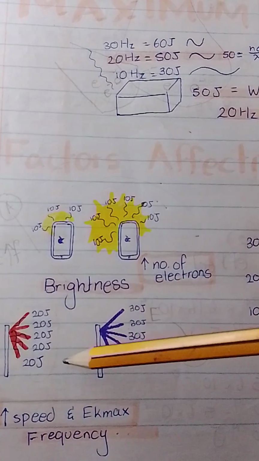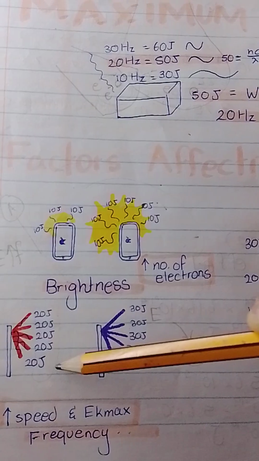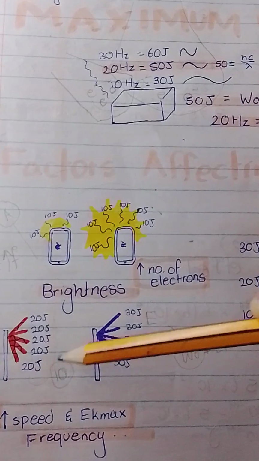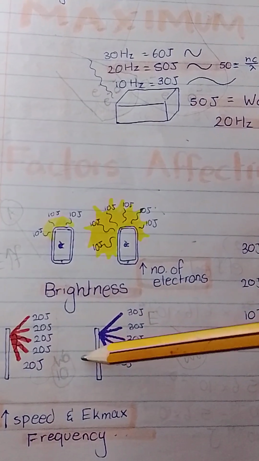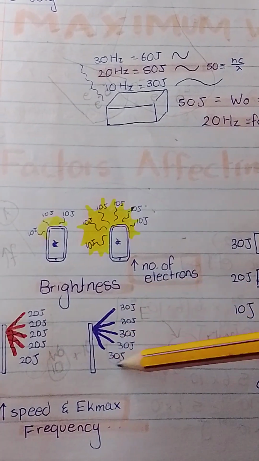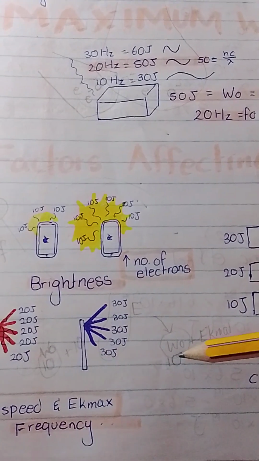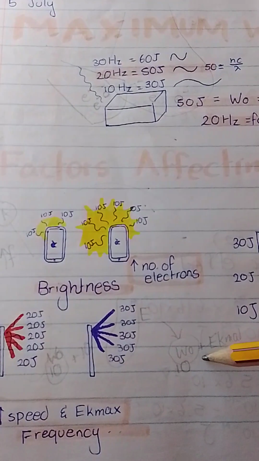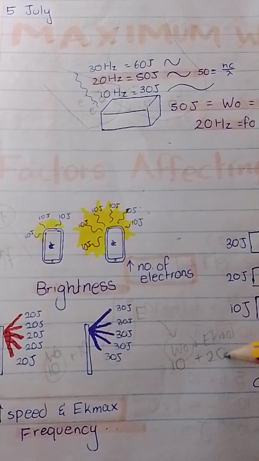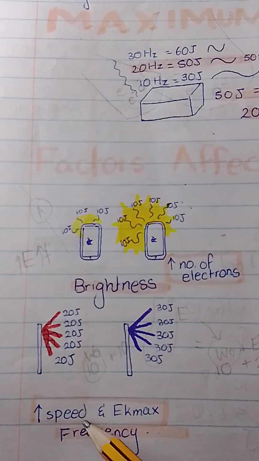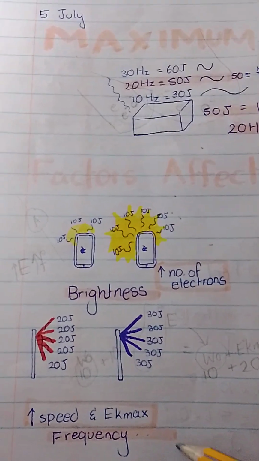Over here, let's say there are 20 joules and the threshold frequency was, let's say, 10. So 10 is the threshold, the work function. So the EK max is 10. Over here, there's 30 joules, and the work function is still 10. So the EK max is now going to be 20, because that's how it is. Because of the frequency, it increases the speed of the electrons. Speed is also EK max.